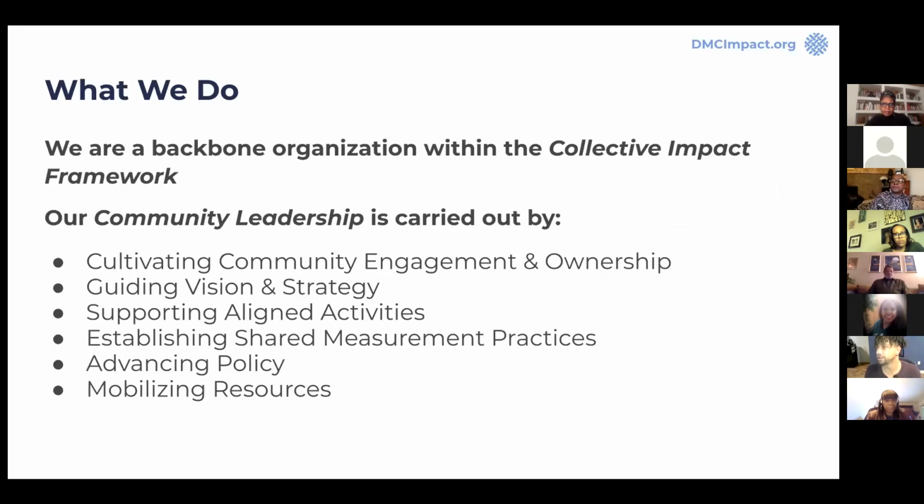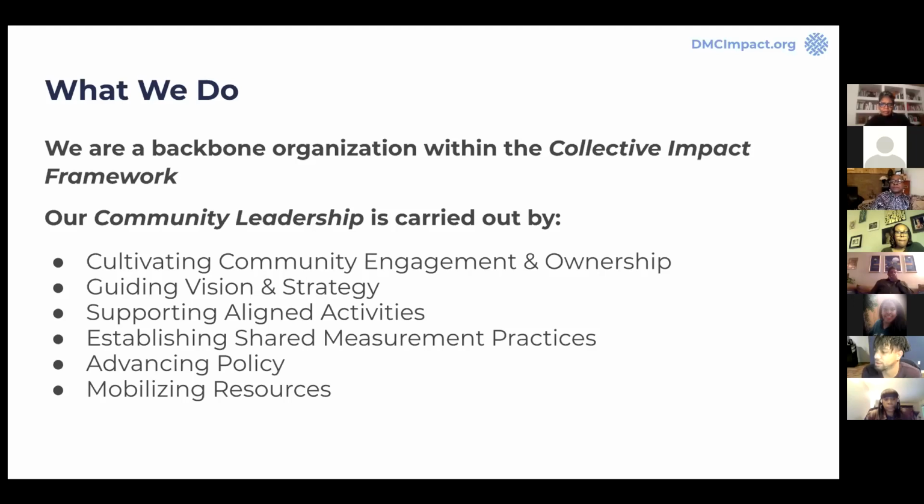What we do as an organization is we're what's called a backbone organization within the collective impact framework, a framework that's used by a lot of different nonprofits across the country and now even across the world. And the main mission around collective impact, regardless of the work that it carries out, is really to eliminate the silos of nonprofit work, to eliminate the silos of work in general, and make sure that people are collaborating and sharing the goals and measures by which success is accomplished.